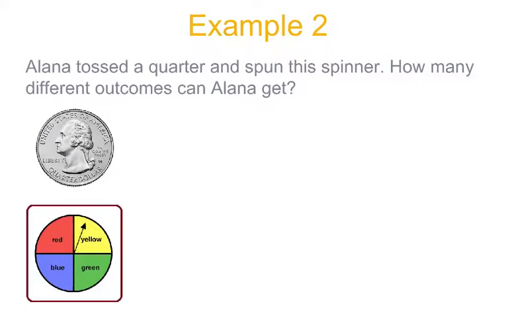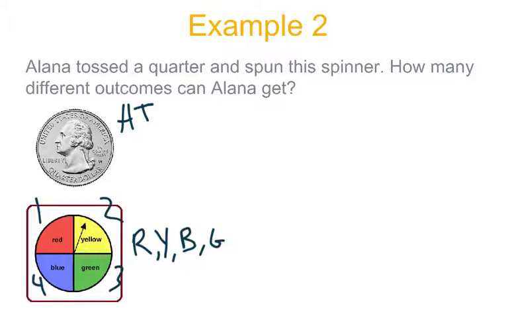So for example 2, it says Alana tossed a coin and spun the spinner. How many different outcomes can Alana get? So let's look at each event separately. So if you wanted to do a coin, you can get heads or tails. And if you were to spin the spinner, we have 1, 2, 3, and 4 options. So you can get red, yellow, blue, and green. You have your 4 options.